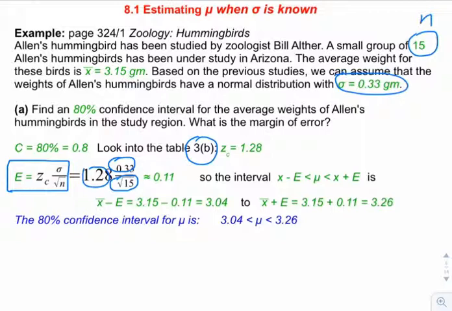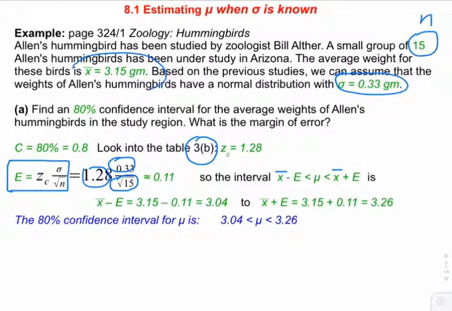So that's our error. Now we'd actually like to find the interval in which we estimate mu lies. So mu is between x bar minus E and x bar plus E, our error. So we've just evaluated our error, so let's just calculate that.